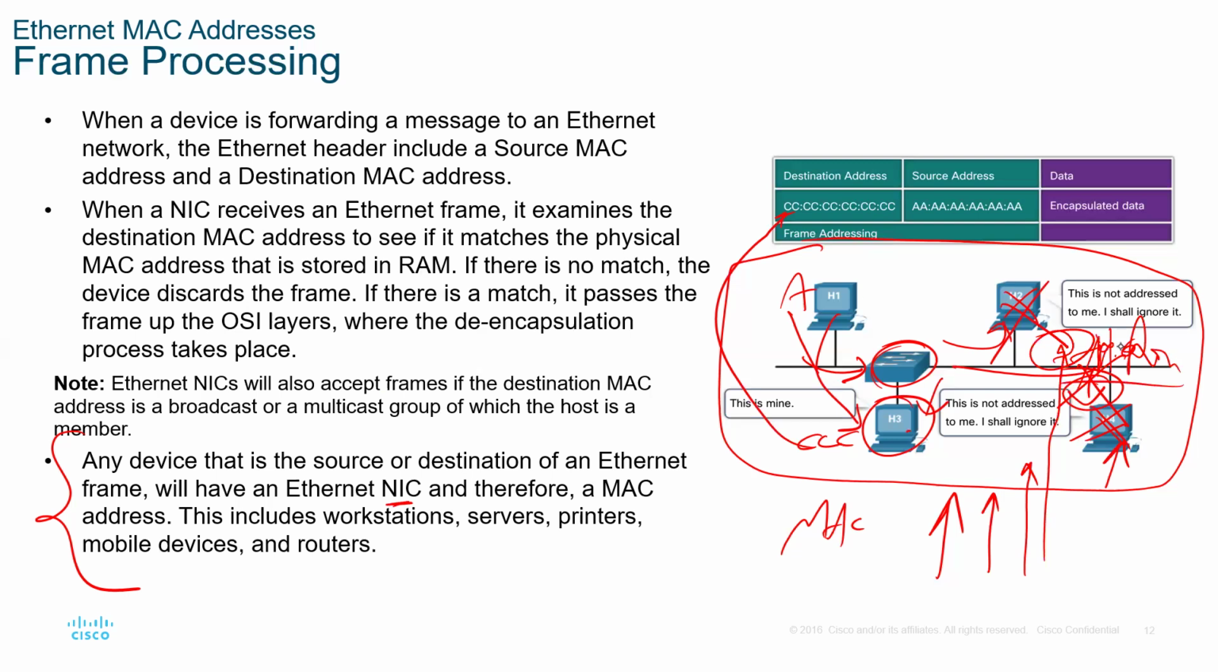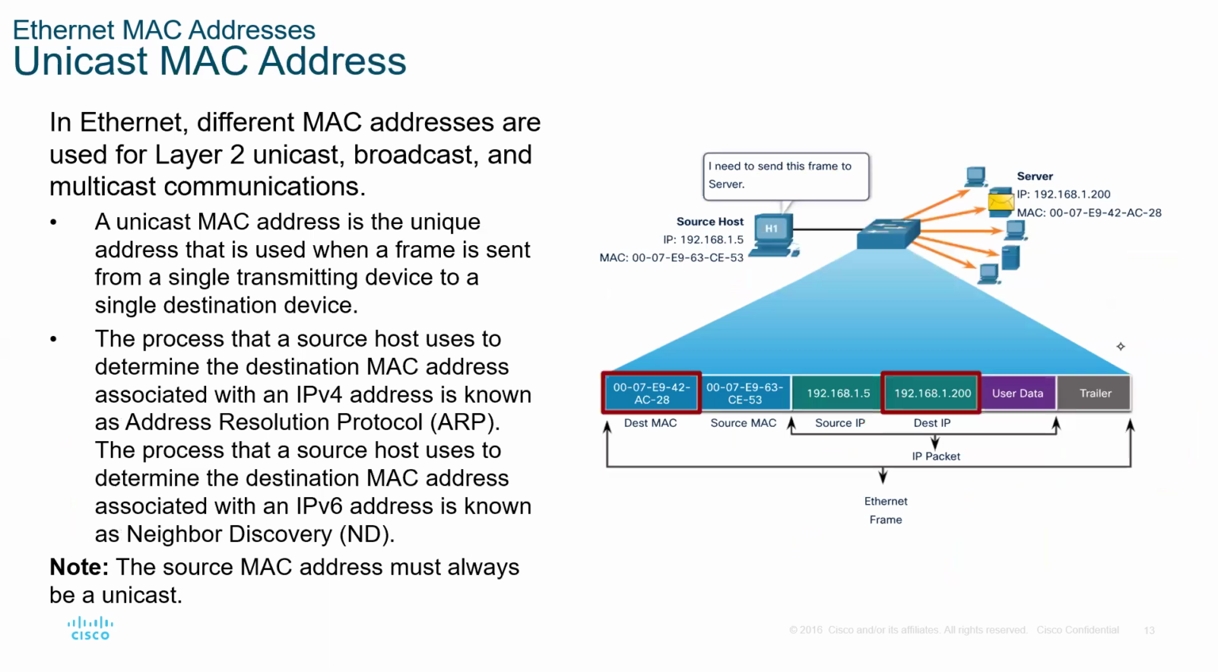Basic breakdown of that frame processing. Let's continue with more. Unicast MAC address. In Ethernet, different MAC addresses are used for layer 2 unicast, broadcast, and multicast communications. We already defined what unicast is, sending to one device.